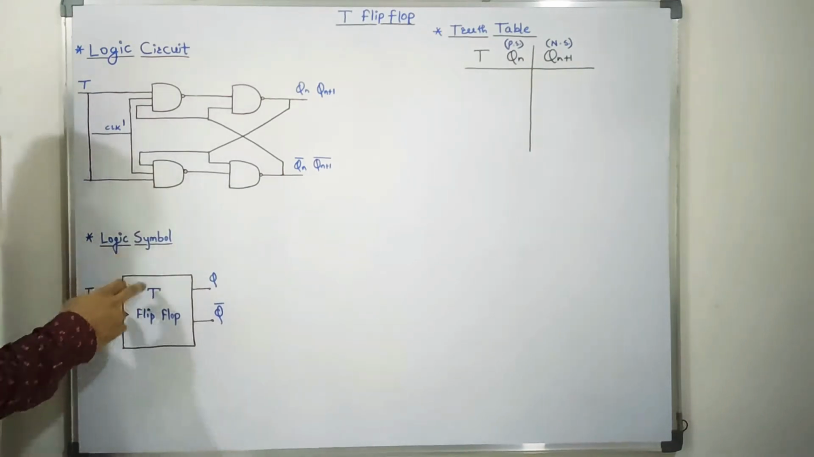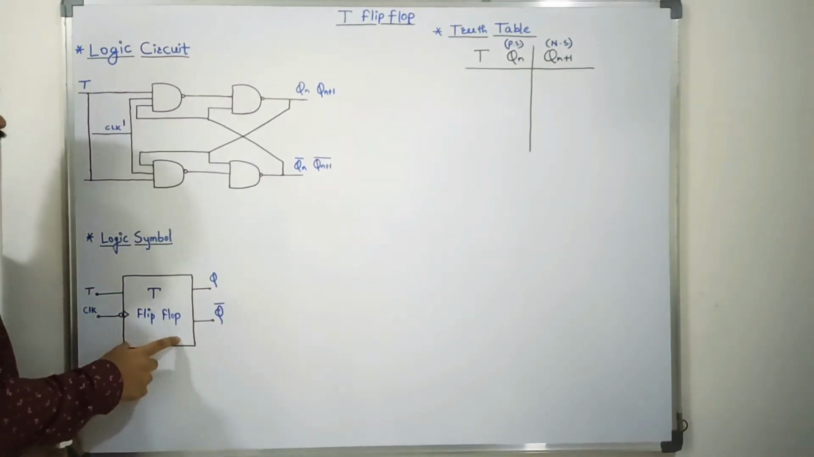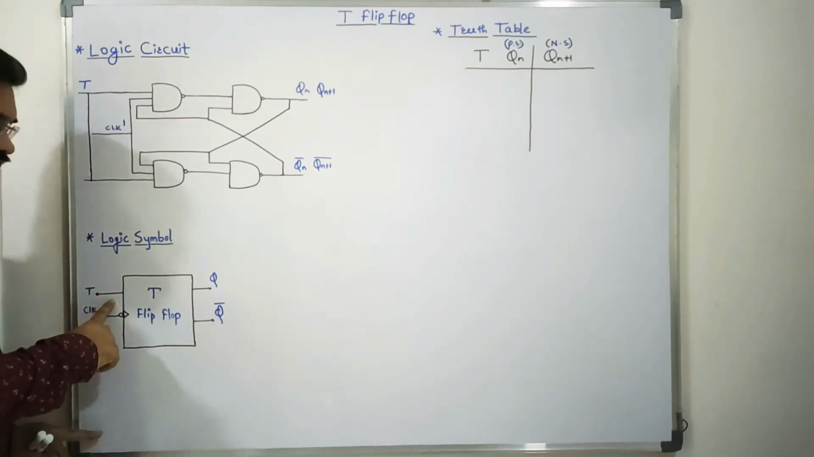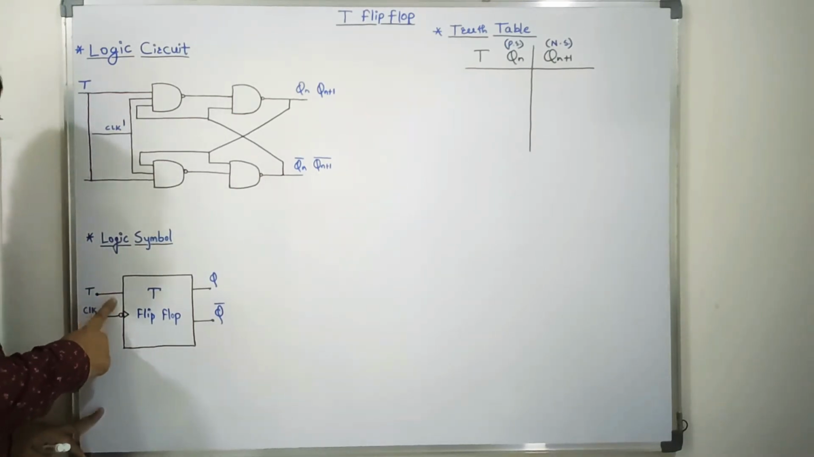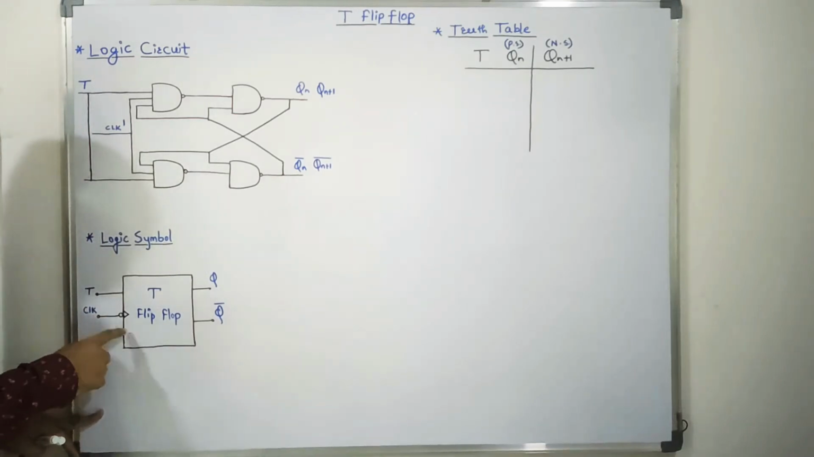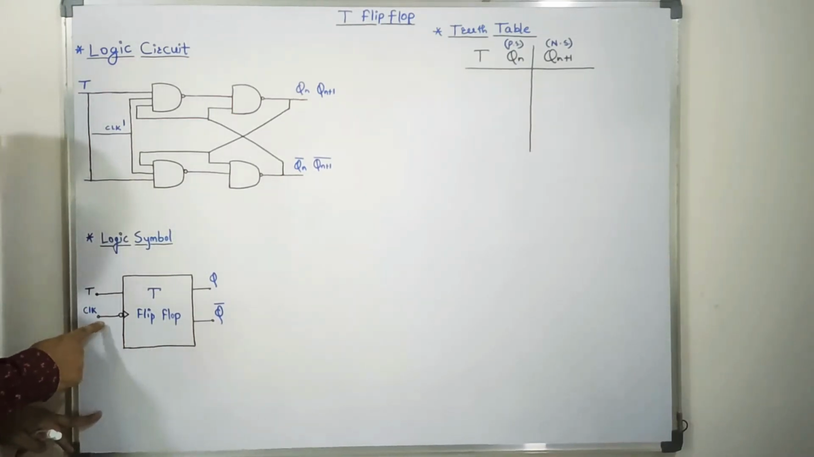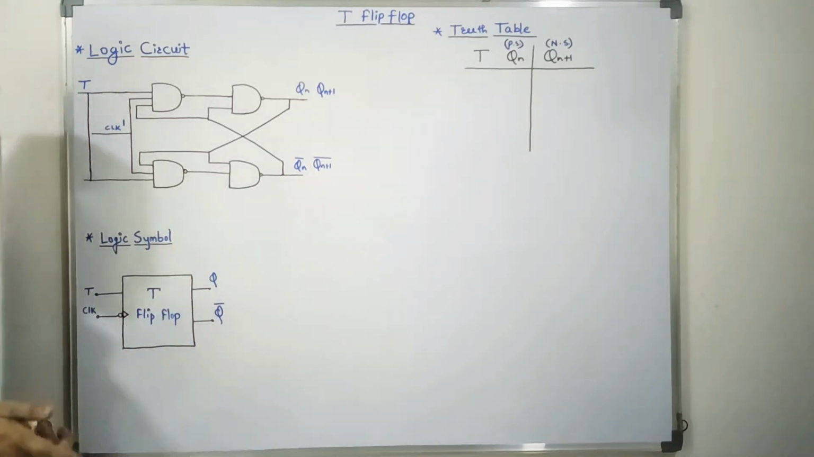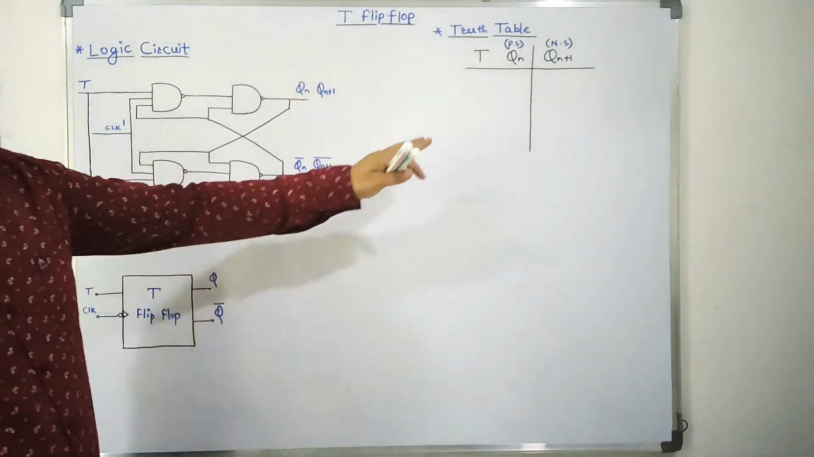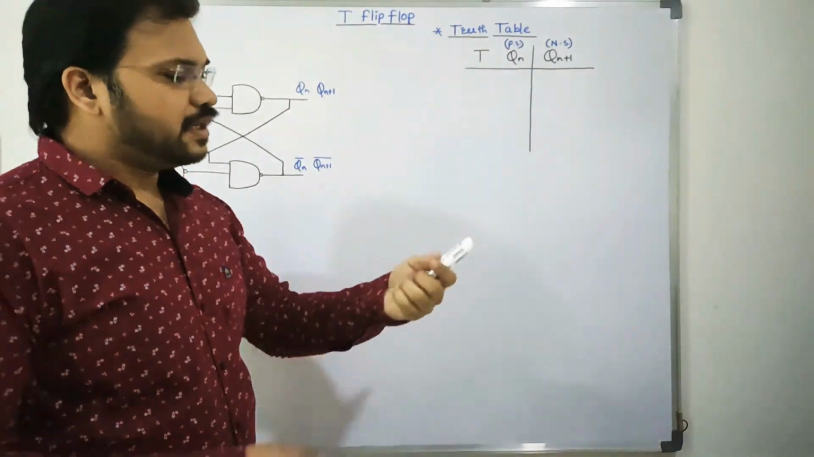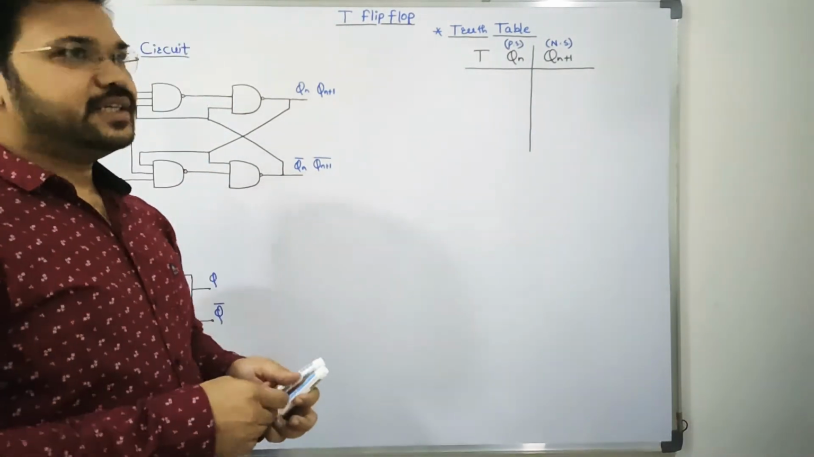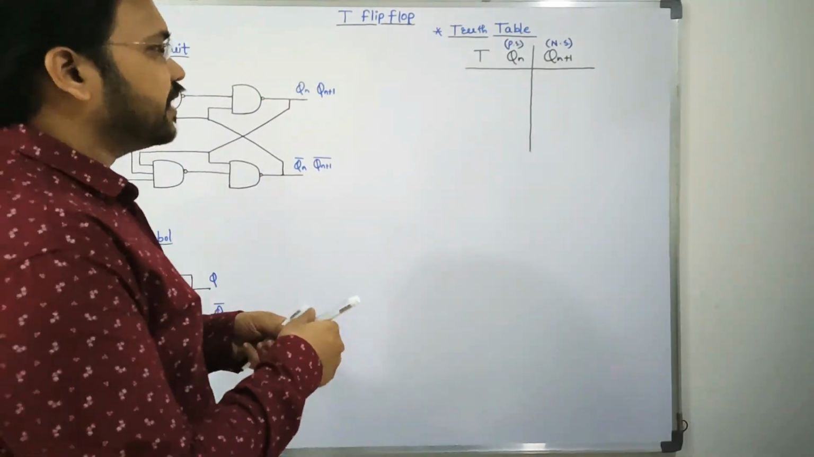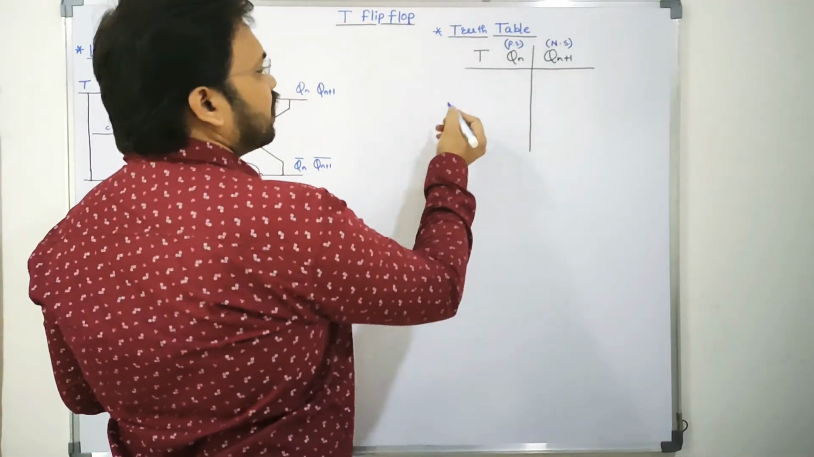So this is our logic symbol of the T flip-flop. This is the logic symbol of the T flip-flop, having a single input, the T input, as the input signal. Next, here we apply a clock pulse, and we get the outputs Q and Q bar. So this is our truth table. The truth table has the input combinations, either 0 or 1.